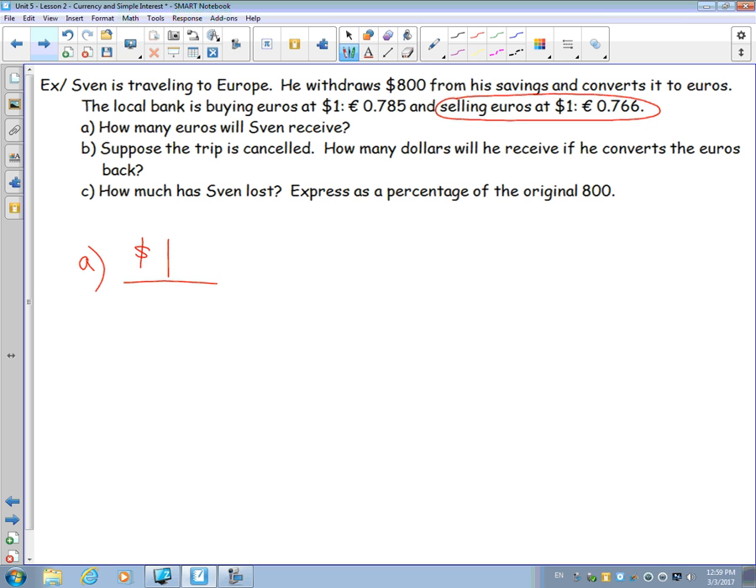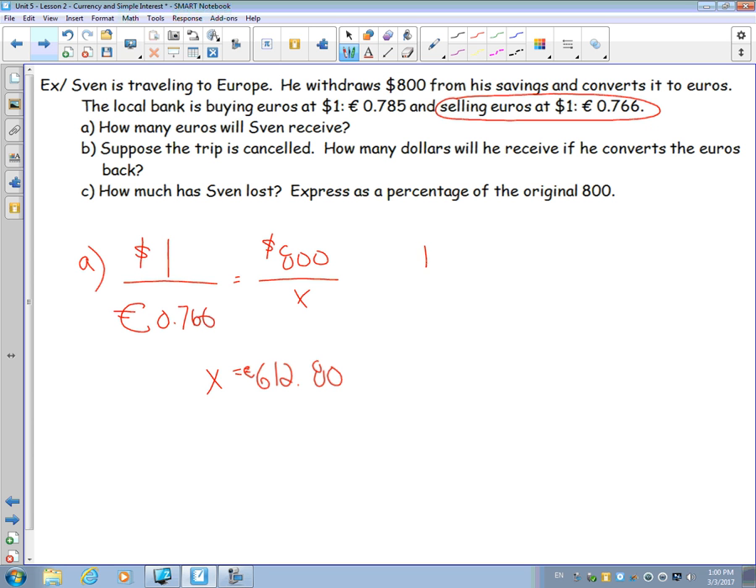$1 goes with 0.766 euros. What does he have? He has $800. I want to solve. So cross multiply, and we'll end up with 612.80, and those are euros. You just got to be careful with interpreting the question, that one.